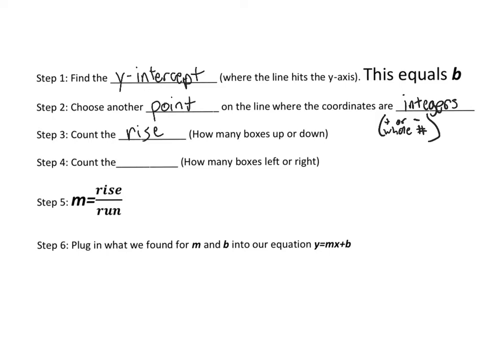Step 4 is we count the run. How many boxes left or right. And step 5 is to make our m. So m is the rise over the run. Then step 6 is to plug in what we found for m and b into our equation y equals mx plus b. So the only things that would change in our equation would be the m and the b. The y equals and x stay the same.